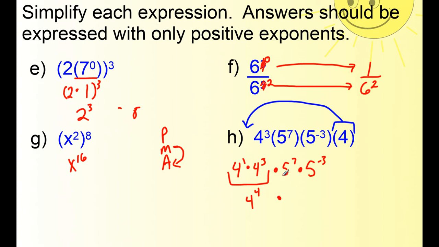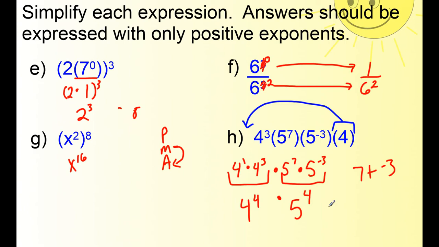Okay? Now my 5s. 5 to the, let's see, same deal. These guys are being multiplied together, so I'm going to add their exponents. So I'm going to take 7 plus -3. You might have done the math in your head already and know that that answer is 4. So I have as my final answer 4 to the 4th power times 5 to the 4th power, and I can't do anything else. Those bases are different. I have no negative exponents. I'm done.